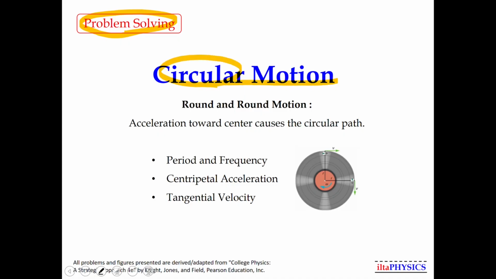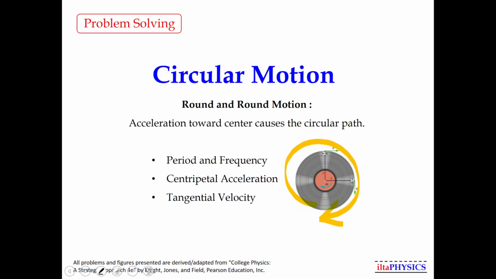Up until now, we've studied one-dimensional motion along a straight line and two-dimensional projectile motion. But now we're moving on to circular motion in a two-dimensional plane. This refers to motion where the path of a moving object forms a round circular shape.